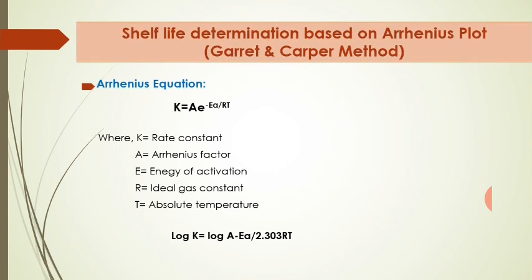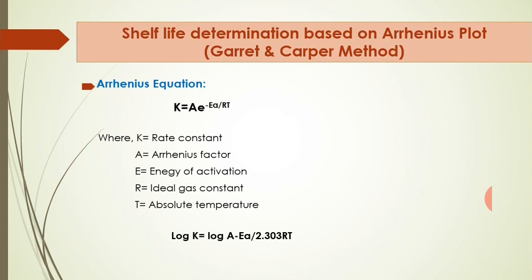So next is the methods of shelf life determination on the basis of chemical kinetics. So the first method is based on the Arrhenius plot, or it is also called the Garrett and Carper method. Here the Arrhenius equation is used for prediction of shelf life mathematically. According to Arrhenius, for every 10 degree rise in temperature, the speed of reaction increases about 2 to 3 times.